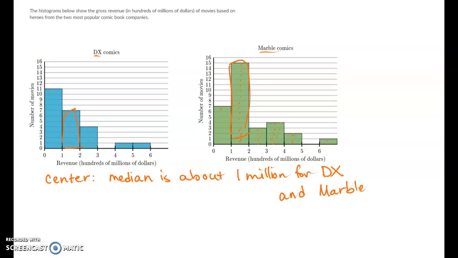And again, that's hundreds of millions of dollars, so that's a pretty big bar, right? Between 100 million and 200 million. Oops, I said 1 million, but it's 100 million. And I don't know what that is exactly, but I know that they are comparable. It looks to me like Marvel has a bigger spread, because the range goes from 700 million to 0. And the range here only goes from 600 million to 0.